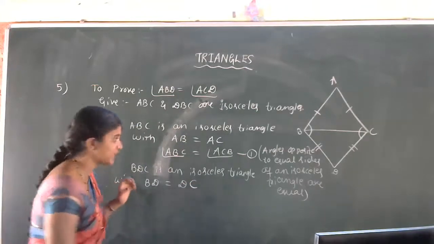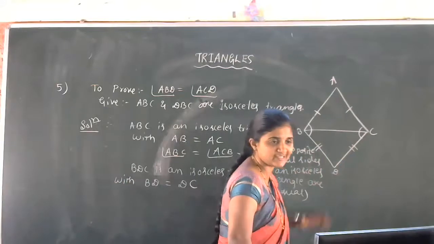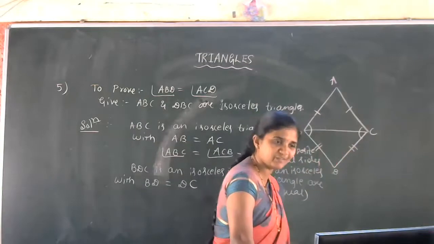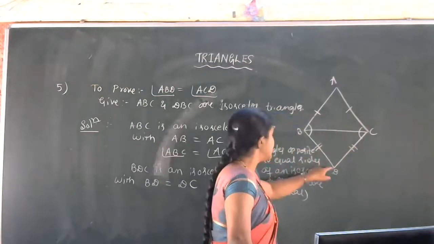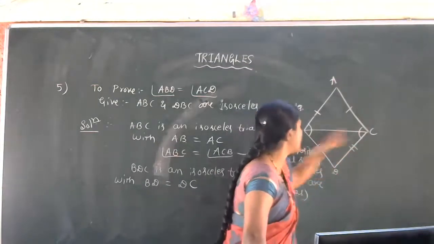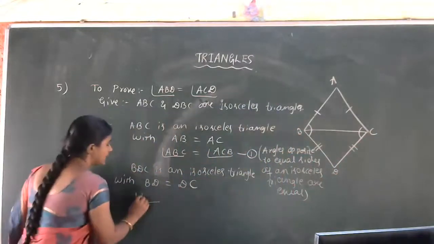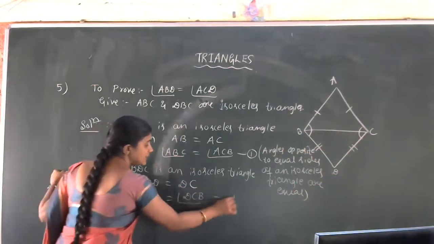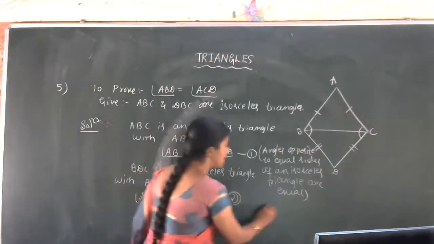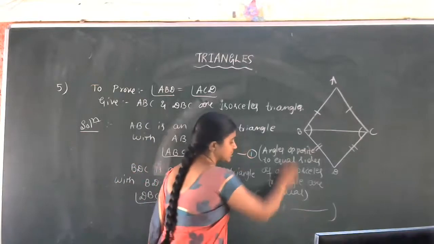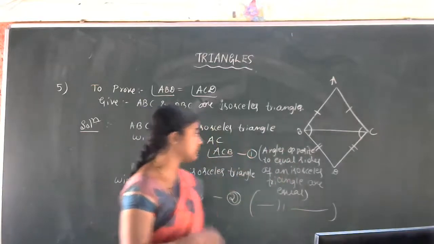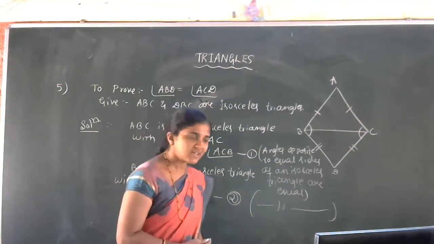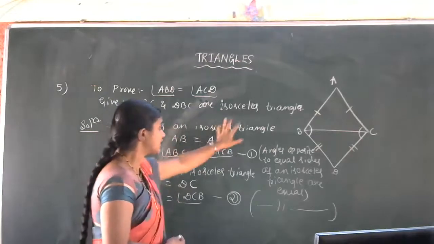Just look at the textbook carefully. Triangle ABC is an isosceles triangle with AB equal to AC. Next, if side BA is produced to D such that AD is equal to AB, this AD side is equal to the AB side.